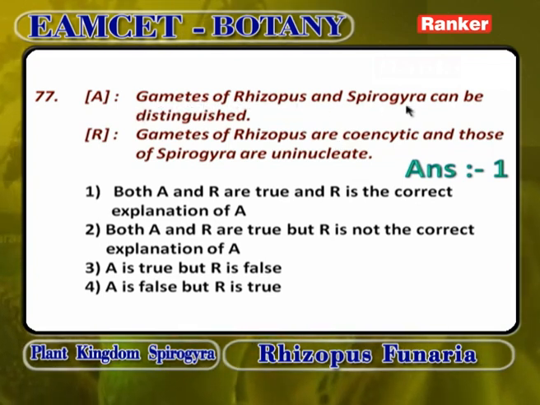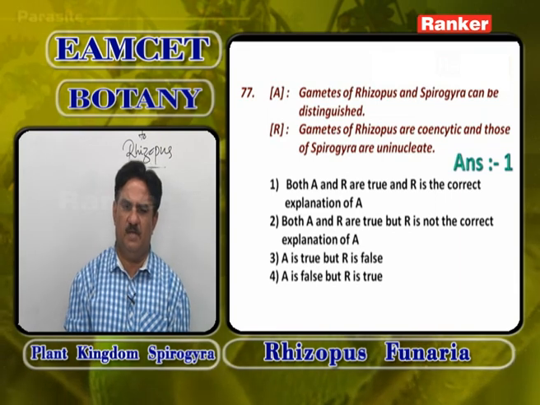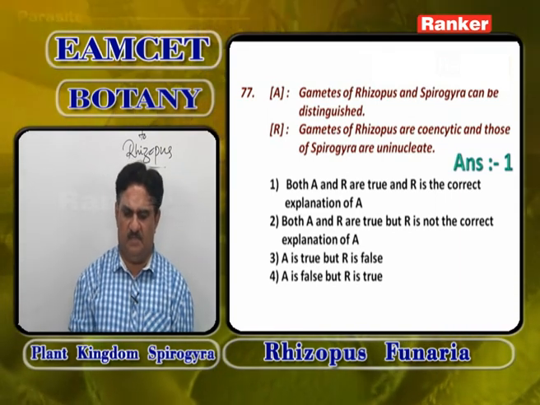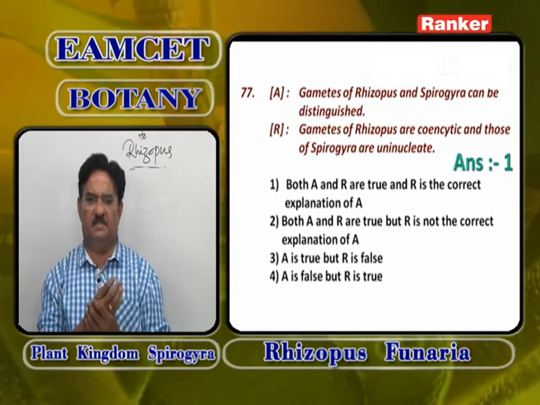Gametes of Rhizopus and Spirogyra can be distinguished. Gametes of Rhizopus are cenocytic and those of Spirogyra are uninucleate. Definitely, gametes of Rhizopus are cenocytic. Why? They are coenogametangia or multigametangia, which are ultimately multinucleated structures. Spirogyra gametes are haploid because the cell contains only one haploid nucleus. So, aplanogametes also contain only one haploid nucleus. So, gametes of Rhizopus and Spirogyra can be distinguished.